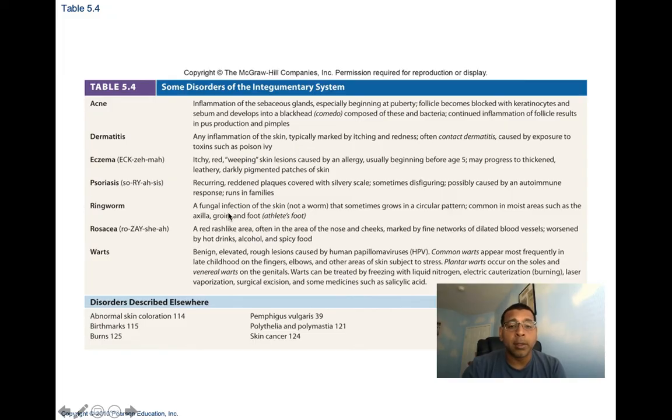Ringworm then, fungal infection. Rosacea, red rash-like area, usually in the area of the nose and cheeks. And then warts, benign, elevated, rough lesions caused by HPV. And then we talked abnormal skin coloration, birthmarks, burns, we'll get into and we'll see here. And then here's a couple of skin conditions, pemphigus vulgaris, skin cancer. And then we have polythelia and polymastia here as well.